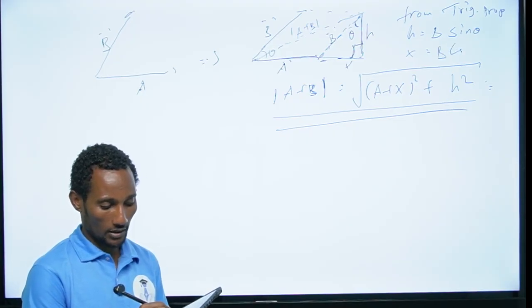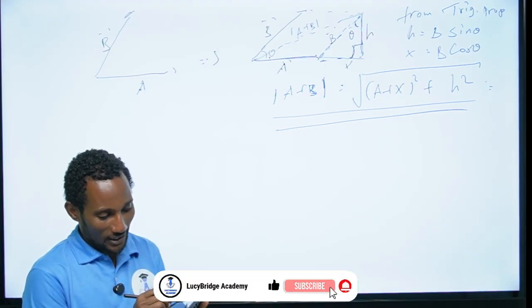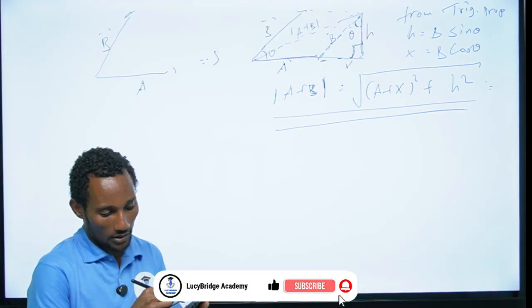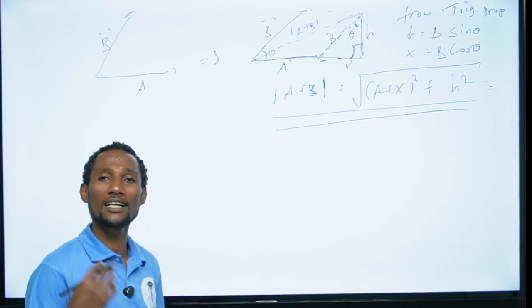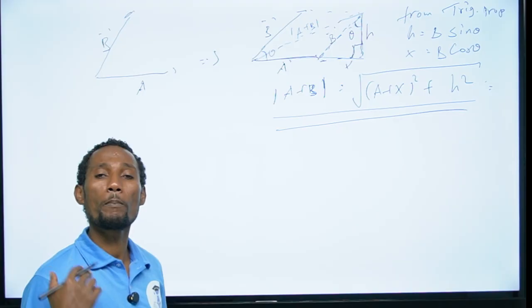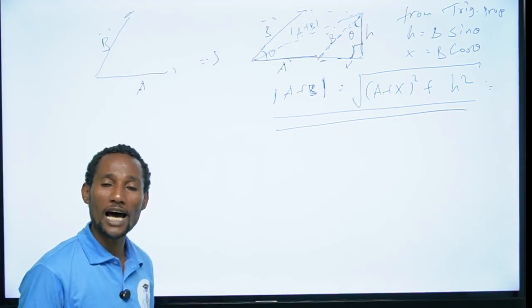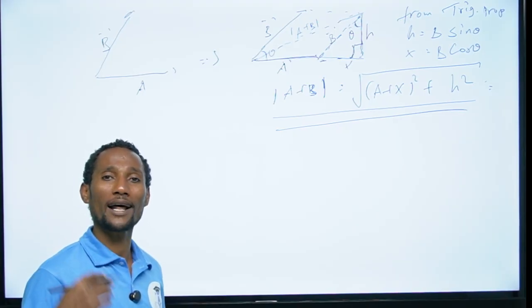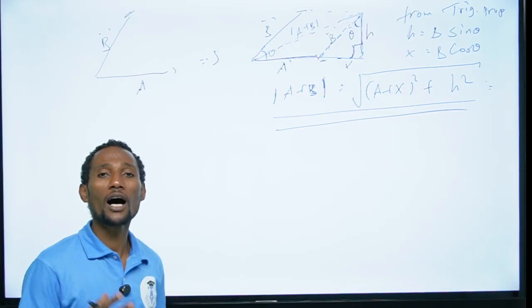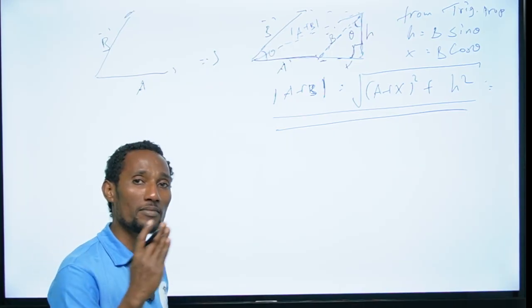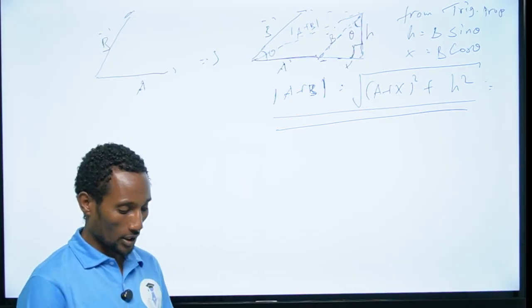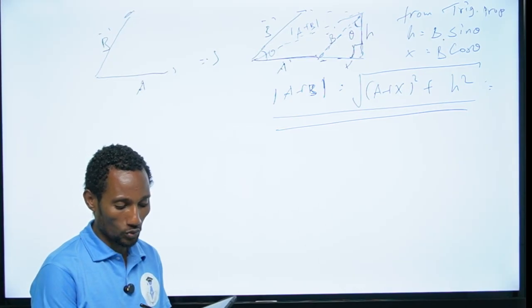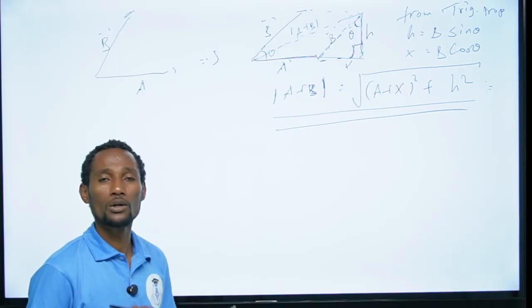B cos theta, because the angle theta transposes here, by the alternate exterior angle theorem. For two parallel lines intersected by the same transversal line, they make alternate angles. So in mathematics, h is equal to b sine theta and x is equal to b cos theta.